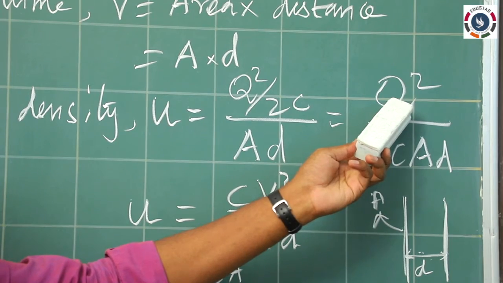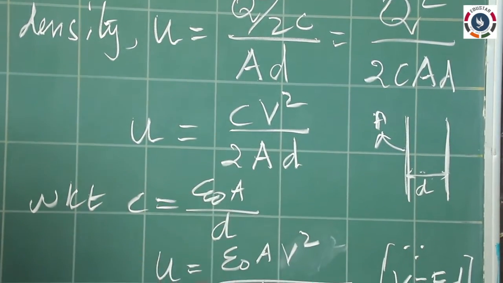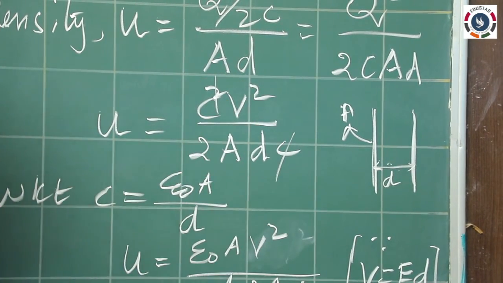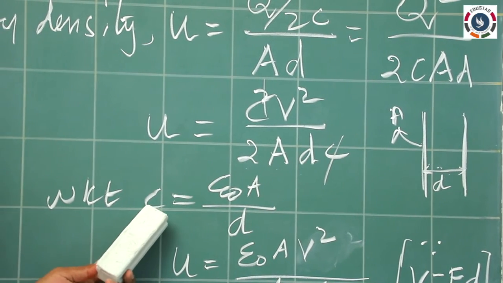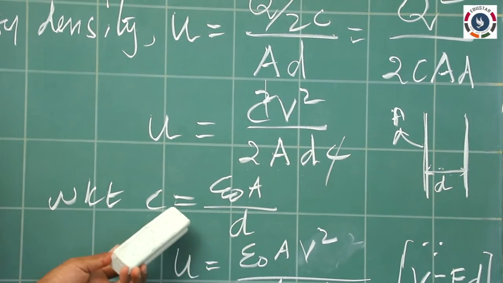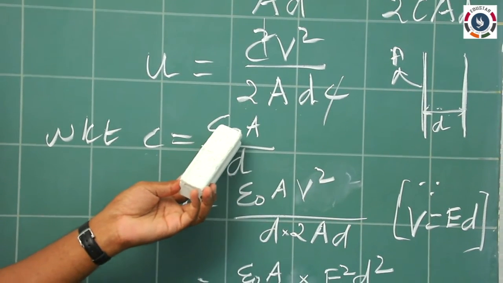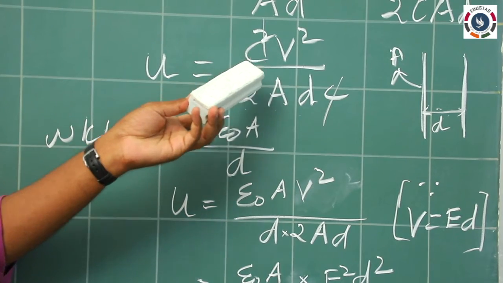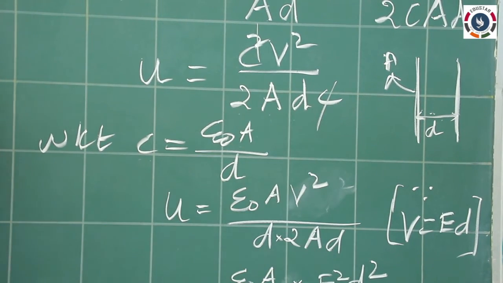Also Q is equal to CV, so Q squared equals C squared V squared. With C in the denominator, C squared gets cancelled, so only CV squared by 2 A into D. Already we know the formula for the capacitance of the parallel plate capacitor, epsilon naught A by D. Putting the C value here, epsilon naught A by D, we get epsilon naught A V squared by D into 2A into D.